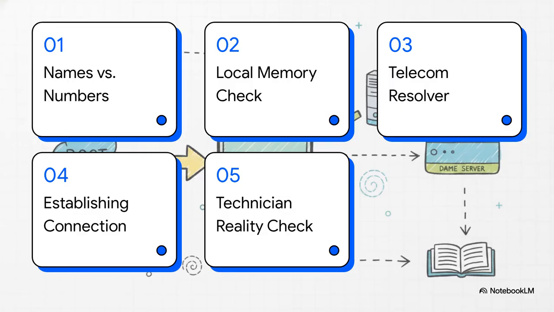Here is our quick roadmap for today's explainer. We'll start with names versus numbers, move into the local memory check, look at querying the telecom resolver, cover establishing the connection, and finish up with a technician reality check. Let's get right into it.